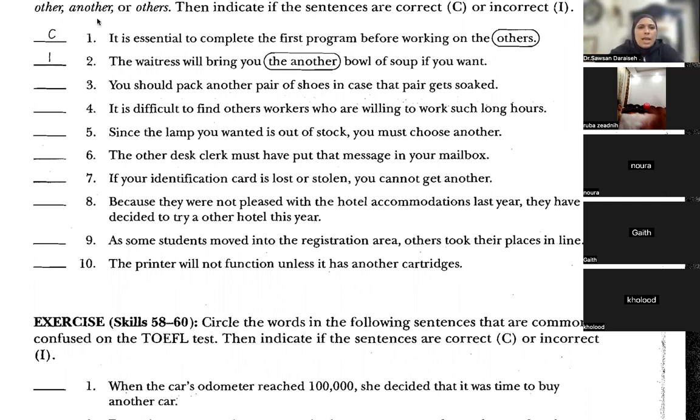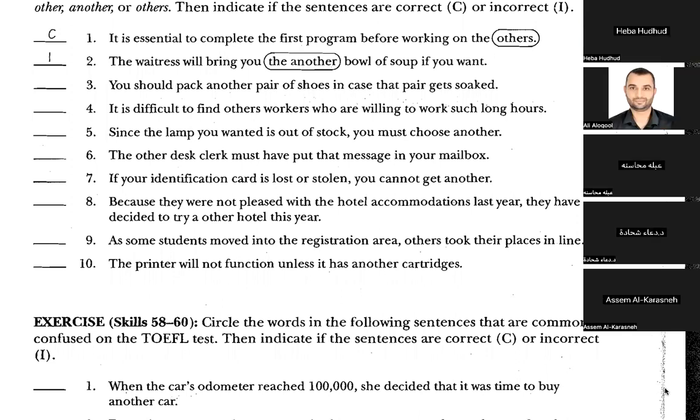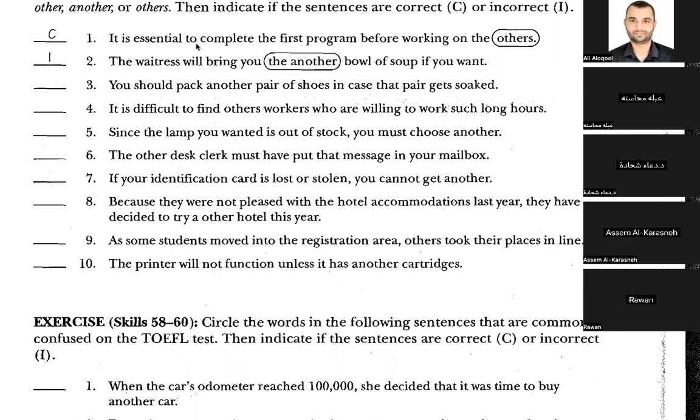Okay, Dr. Asim, I saw your hand up, 1 and 2. Where's Dr. Asim? He suddenly disappeared. I saw his hand up a while ago. Dr. Asim, we don't want to say last but not least. It is essential to complete the first program before working on, what do you think, Dr. Ghaith? It's essential to complete the first program before working on the others. Yes, it's okay. It's fine, okay? So you have to start with the first before you work on the others, all right?